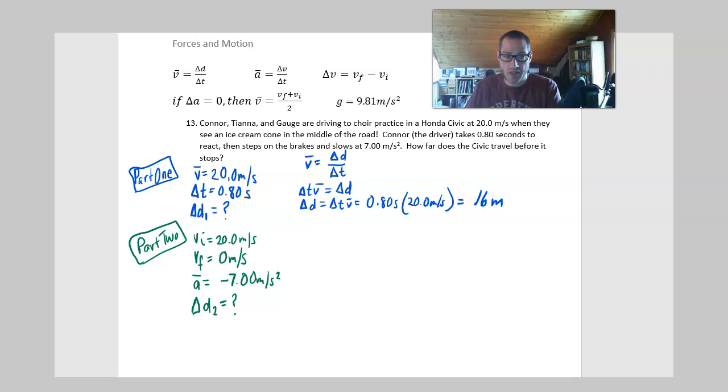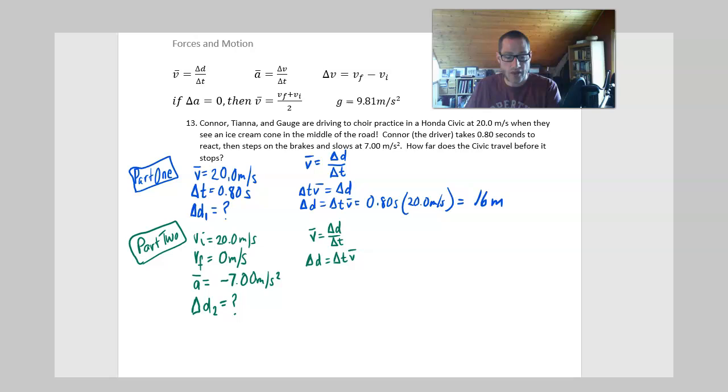Again, we start off with the same equation because there's only one equation that has delta d, but everything else is just a little more complicated. So v bar is equal to delta d over delta t. Well, we know from doing all this that we can say that delta d is equal to delta t v bar. Okay. Now the question is, do we have anything? Well, we don't have delta t. We don't have v bar.